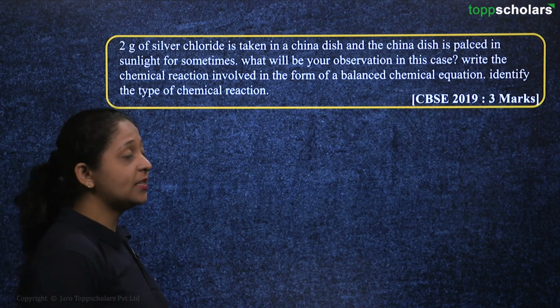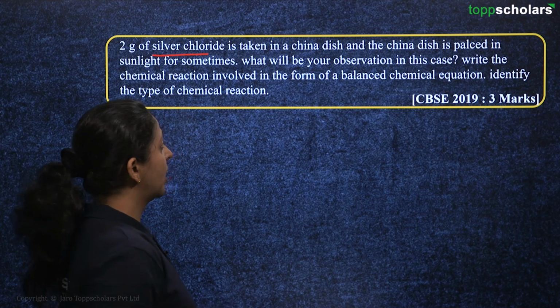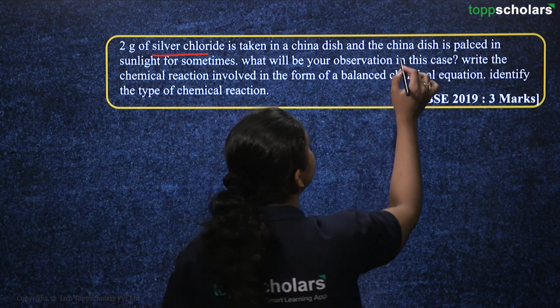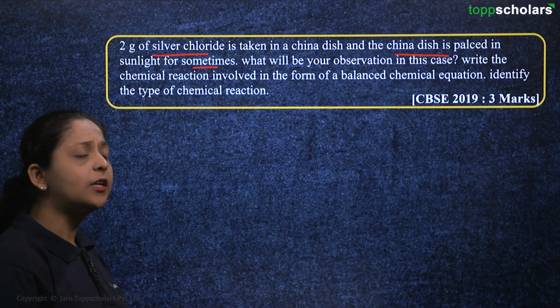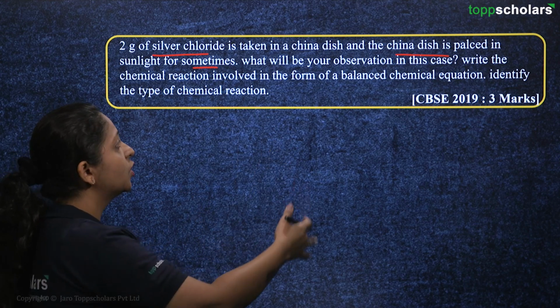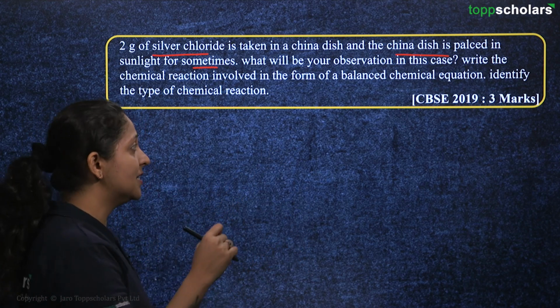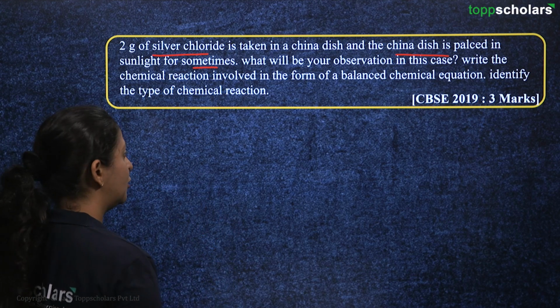So here the question says, students, 2 grams of silver chloride is taken into a china dish, and the china dish is placed in sunlight for some time. You have to state what will be your observation in this case. You have to write the chemical reaction involved in the form of a balanced chemical equation, and also identify the type. So let us look at the solution here.